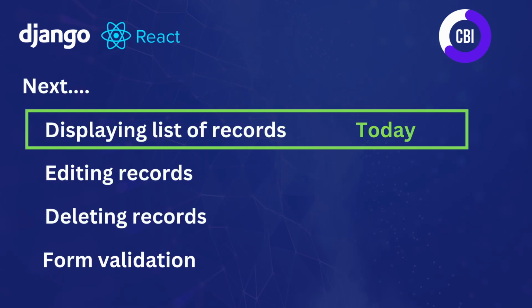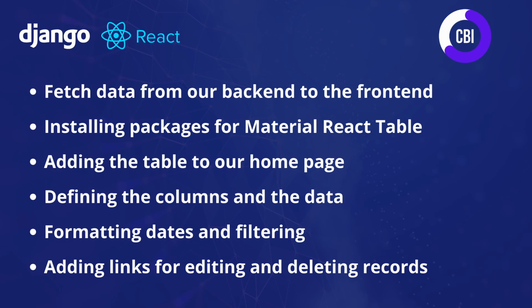In this video, we're going to go further and make sure that we can get a list of all of the records in our database onto our front end. We're going to visualize them in a nice table and make sure that we can get to the details for different records inside of our pages. To achieve that, we're going to follow a number of steps. We're going to start by fetching data from our backend to our front end using the URLs that we've already defined in a previous video.